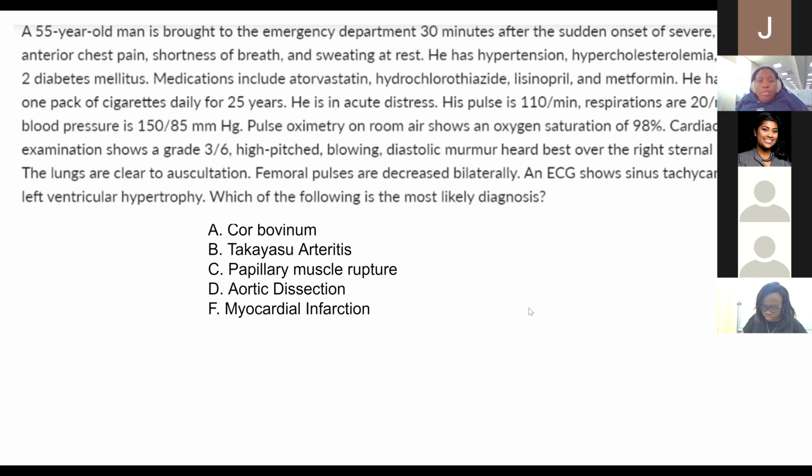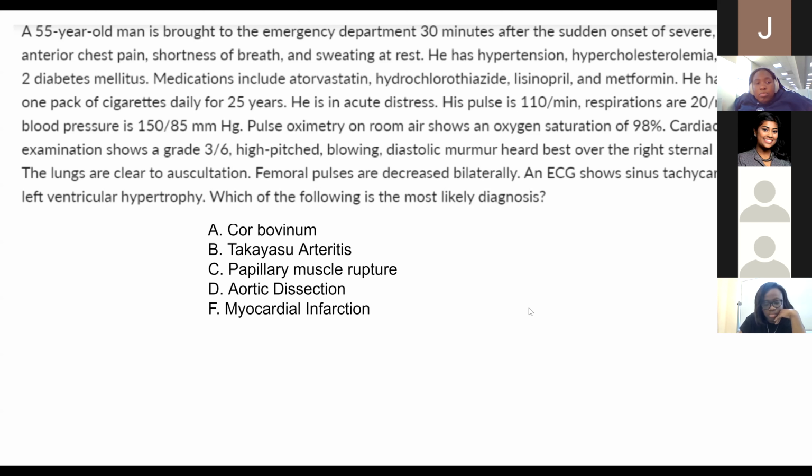Okay, so we have a 55-year-old man, 30 minutes after sudden onset of severe migrating anterior chest pain, shortness of breath and sweating at rest. Immediately when you read something like that, I meant to write E, D and, well, I guess F now, you should think of aortic dissection or myocardial infarction, right? So right now I wanted you guys to narrow down on that, but I understand why you chose the other ones too.